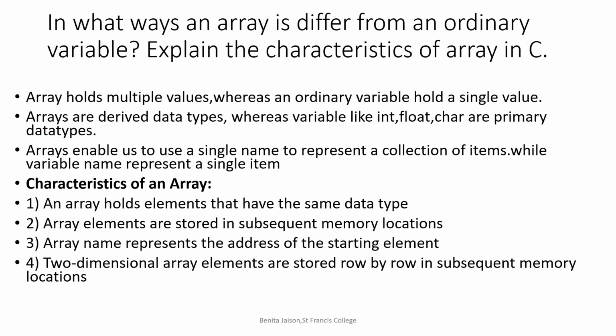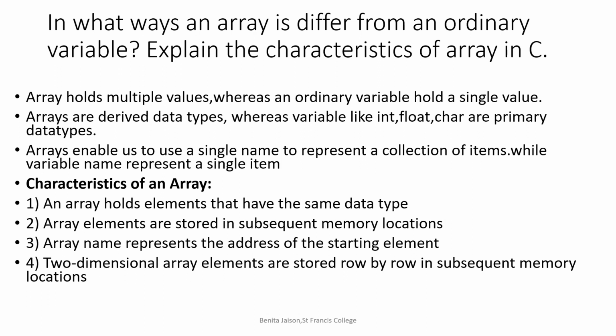In what ways is an array different from an ordinary variable? Explain the characteristics of an array. An array holds multiple values, whereas an ordinary variable holds a single value. So when we declare an array of size 5, we will be able to store 5 values, while when we declare an ordinary variable, we will be able to store only a single value. Arrays are derived data types, whereas variables like integer, float, character are primary data types. We know that arrays are derived from the primary data types, and arrays enable us to use a single name to represent a collection of items, while a variable name represents a single item.